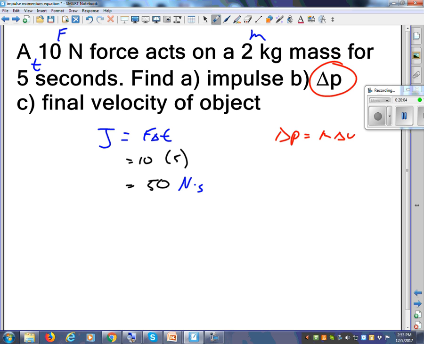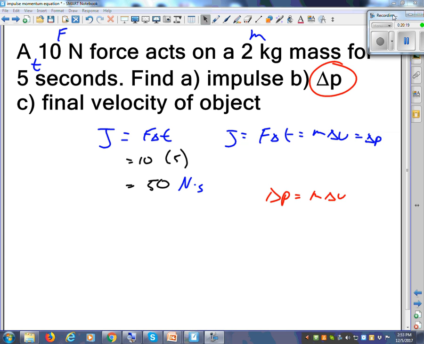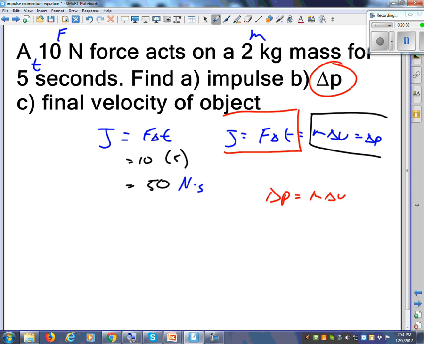But remember that J, like it's F times t, equals that. So really it's like J equals delta P, right? The J is the left-hand side, and then the delta P is simply the right-hand side. In fact, delta P equals 50.